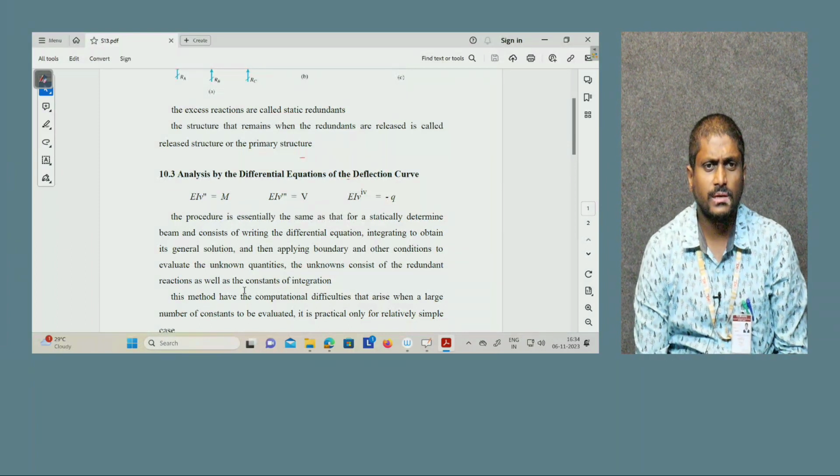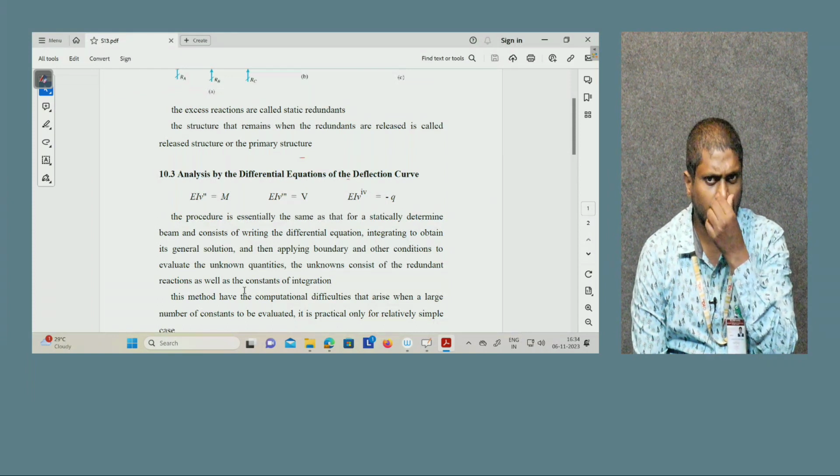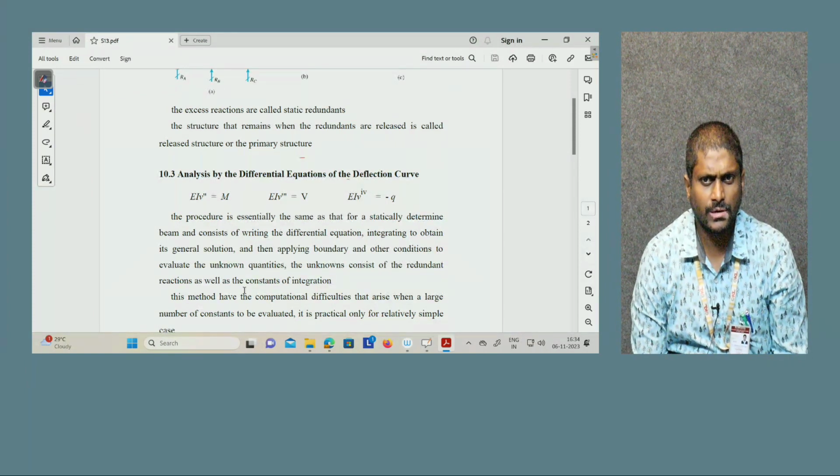The procedure is essentially the same as that for a statically determinate beam, and consists of writing the differential equation, integrating to obtain its general solution, and then applying boundary and other conditions to evaluate the unknown quantities. The unknowns consist of the redundant reactions as well as the constants of integration.